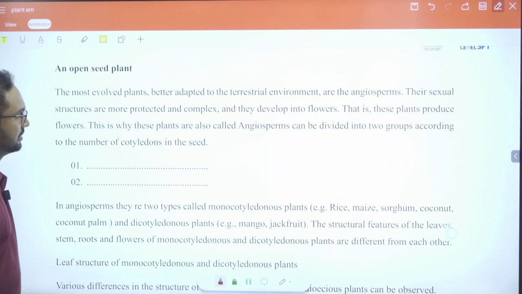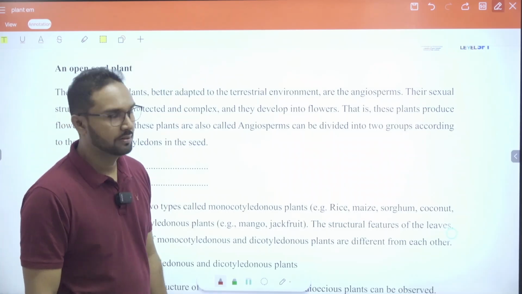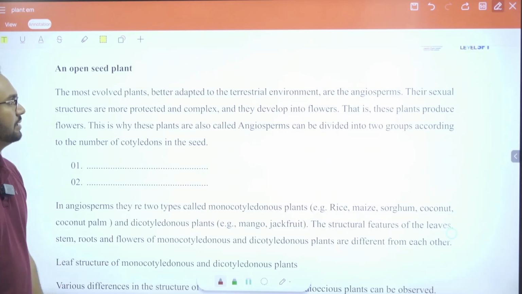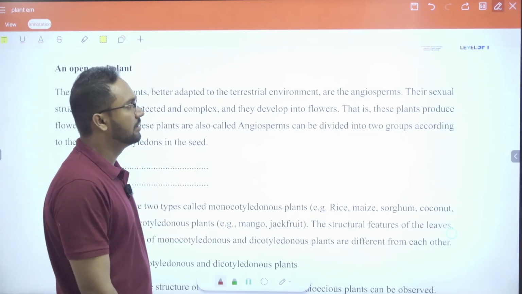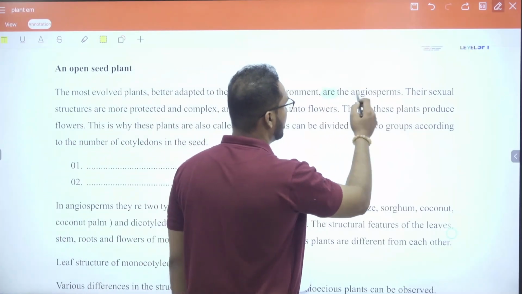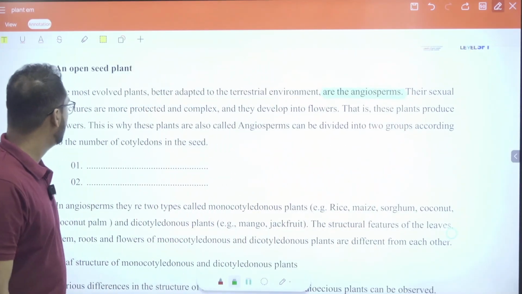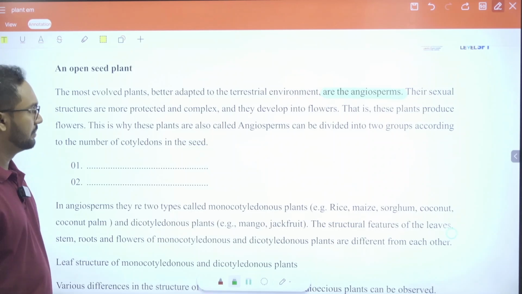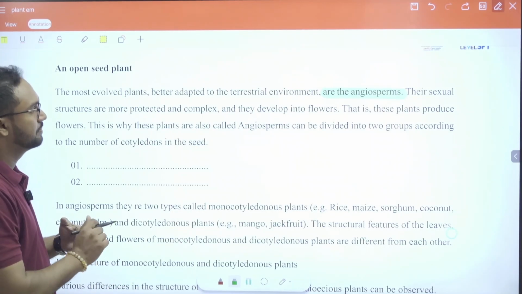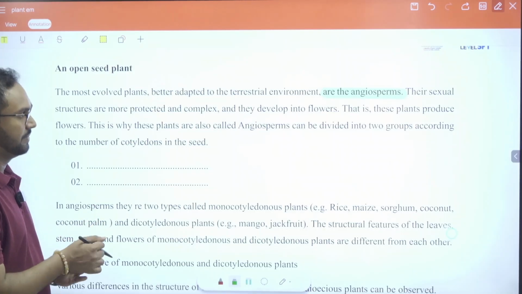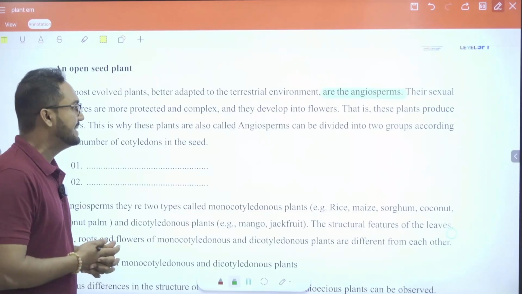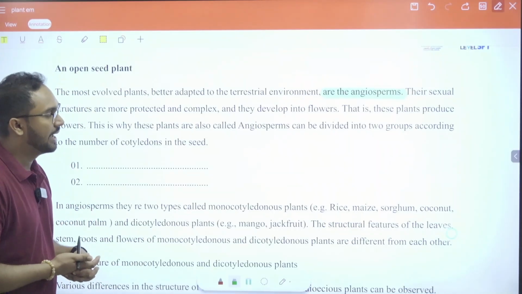Now, the closed seed plant is a flowering plant, right, which makes the fruit. The most evolved plants, better adapted to the terrestrial environment, are the angiosperms, right? We call them the angiosperms as well. Their sexual structures are more protected and complex, and they develop into flowers, right? That is, these plants produce flowers. This is why these plants are also called angiosperms.